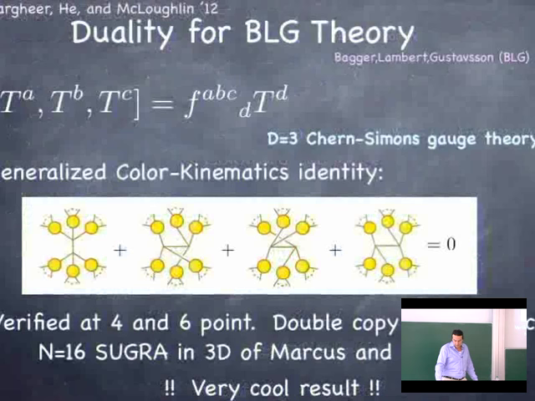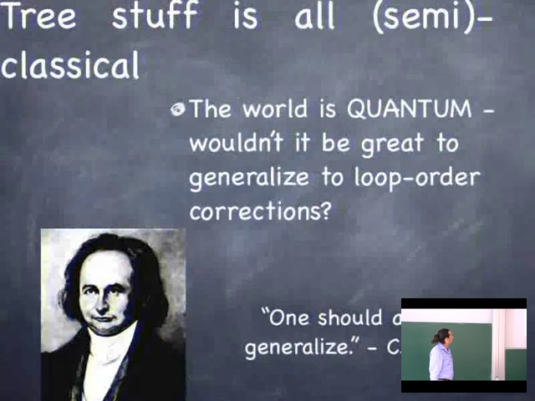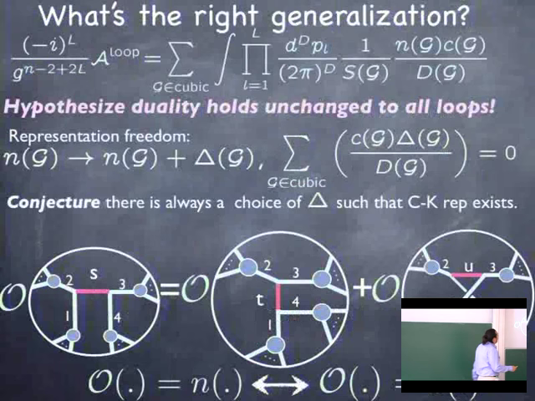Okay, so this stuff is all semi-classical. The world's quantum, wouldn't it be great to generalize to loop order corrections? We asked Jacobi, and he says we should always generalize, so we do. What's the right generalization? It's that the same exact thing holds. You hypothesize that you can always find these shifts such that whatever your representation is for your gauge theory loop amplitude at the integrand level, whatever the dressings you came up with to dress your graphs to satisfy a spanning set of cuts, you can find a shift to get into a representation that satisfies Jacobi identities for all edges simultaneously. Of course, they satisfy antisymmetry. That's part of the whole game.